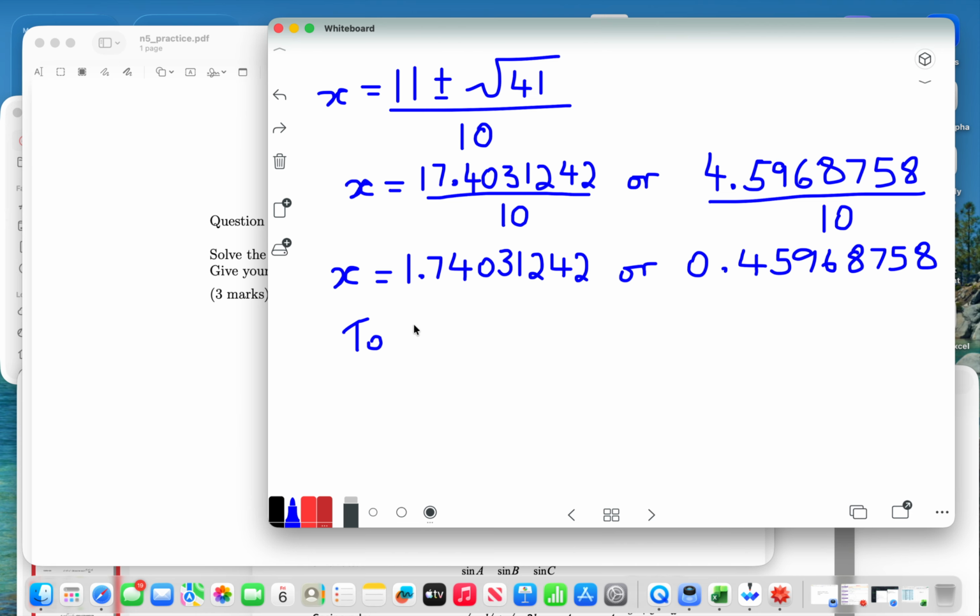So to 2 decimal places, we have x is either going to be 1.74, or if we take 2 decimal places in and the digit to the right is a 9, so we round up to 0.46.